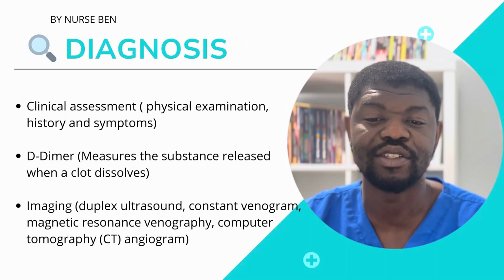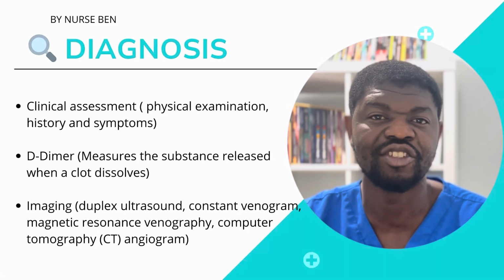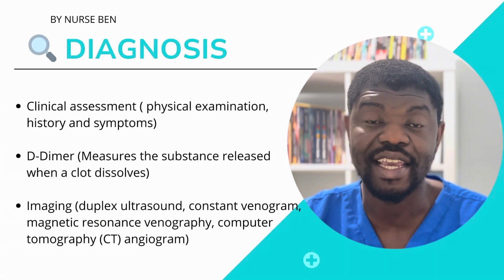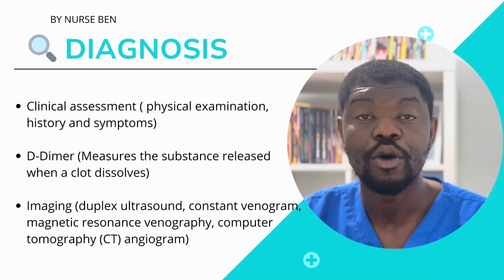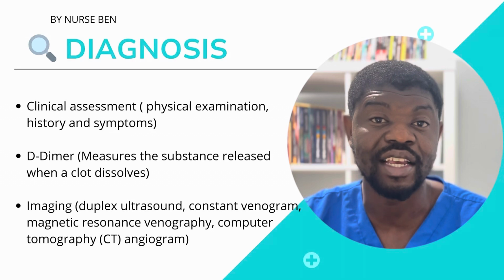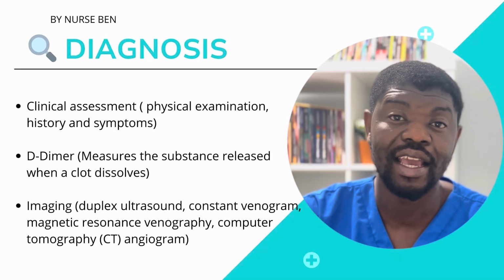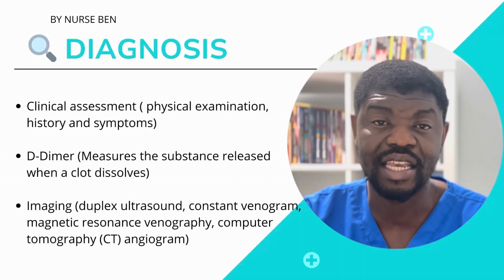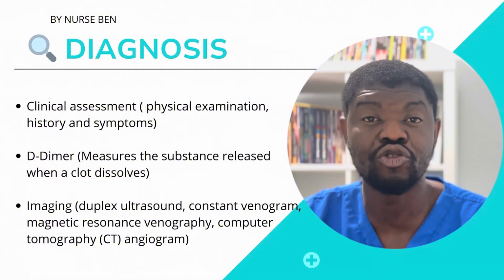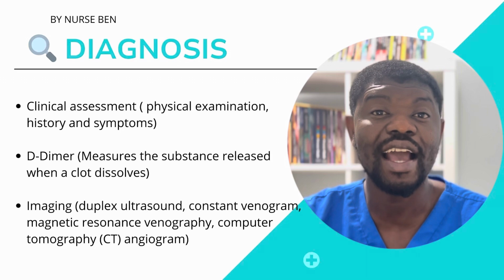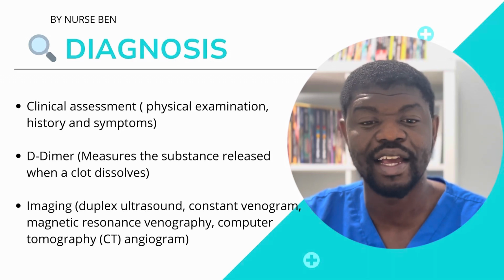How do we diagnose a DVT? Now, clinical assessment is always important. So you want to do your physical examination, you want to do some history taking, and then look at the symptoms the patient is presented with. Why are we saying physical examination? So things like a swollen leg that is red, so you have some erythema, the site is hot, that would show you that a patient may have developed a DVT.